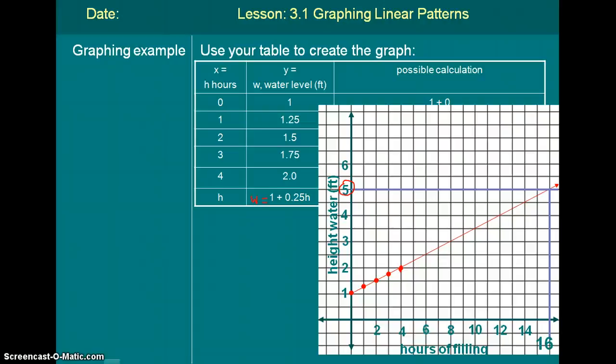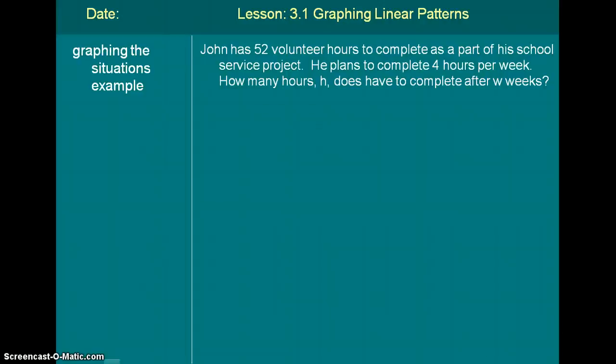Let's take a look at a constant decrease. Let's deal with John and his volunteer hours. Again, we need to identify a dependent and an independent variable. In this case, we can see our constant decrease as 4 hours per week being taken off his volunteer hours. How many hours H does he have to complete after W weeks? H here is our dependent variable because it depends on the number of weeks, our independent variable.